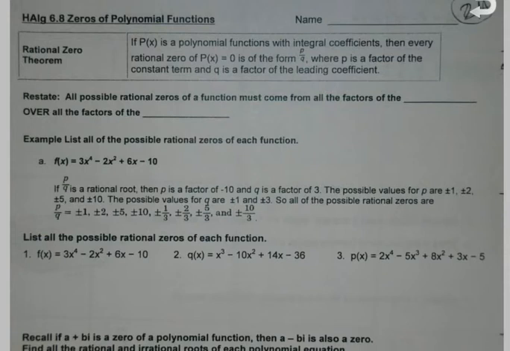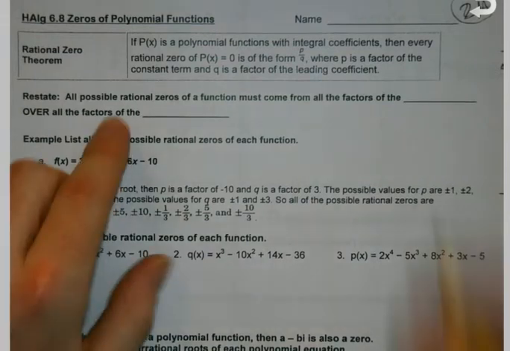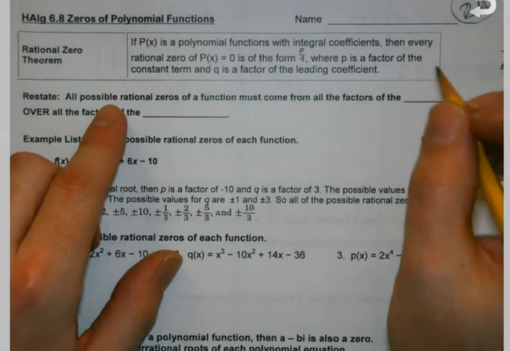Because I remember doing this way back in the ancient days. And I'll show you how we would have had to deal with it without a calculator to help us get started with zeros. But for now, let's just keep ourselves on the up and up here. Okay, the rational zero theorem.